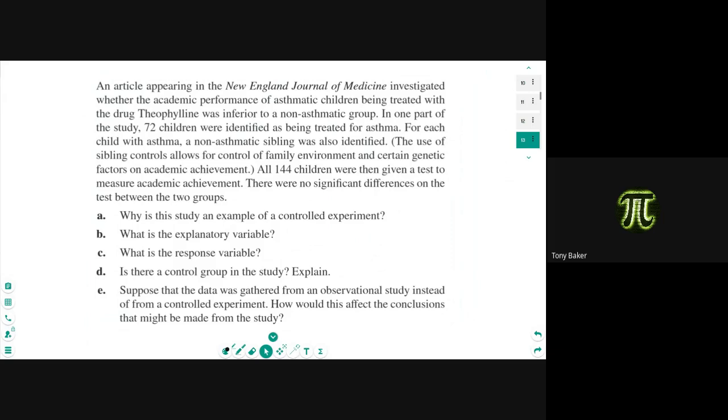If it was done as an observational study, they would have just collected a bunch of data on all these kids, and then they would have had to decide what was going on. They wouldn't have been able to give a test because that would have then ended up being part of the experiment, those type of things. So it does change our outcomes a little bit in that respect.